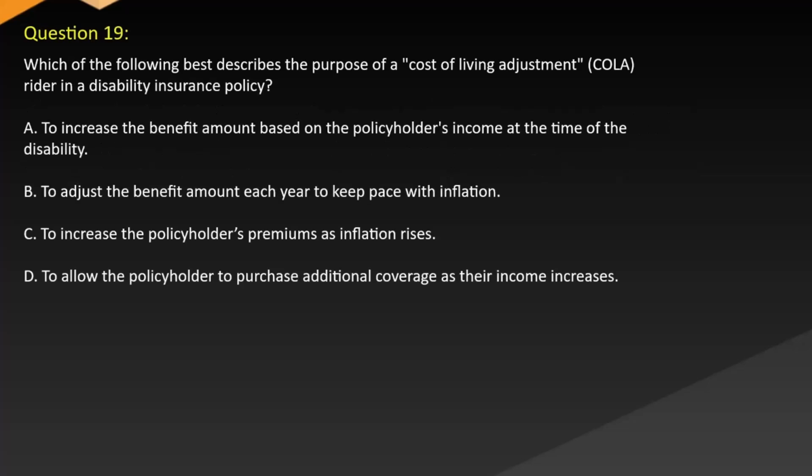Question 19. Which of the following best describes the purpose of a cost of living adjustment (COLA) rider in a disability insurance policy? A. To increase the benefit amount based on the policyholder's income at the time of the disability. B. To adjust the benefit amount each year to keep pace with inflation. C. To increase the policyholder's premiums as inflation rises. D. To allow the policyholder to purchase additional coverage as their income increases.